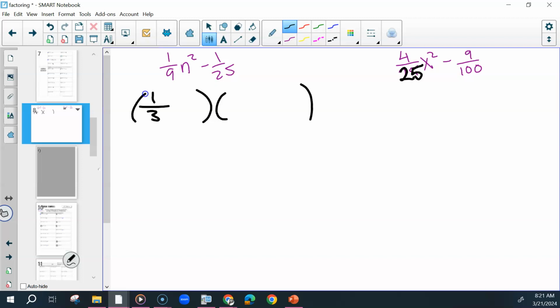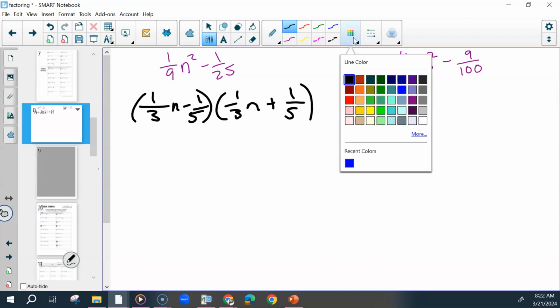What times what will give us n squared? N. We have that first in both. And then we know the 1 part already. And what times what will give us 25? 5. And then put a plus, put a minus. So when you break that down, do it individually by numerator, by denominator of each fraction.